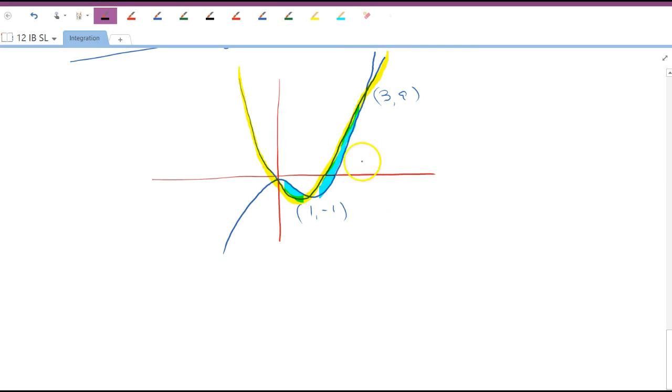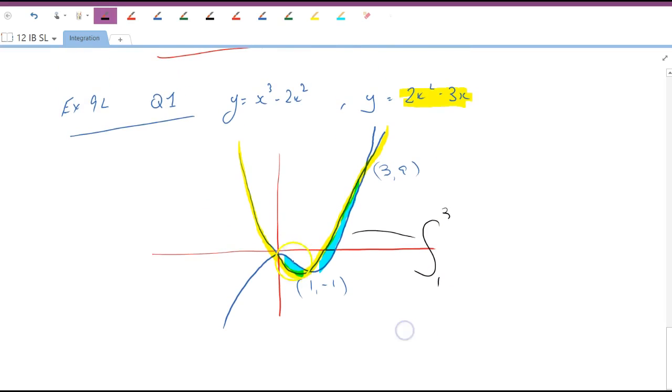So for this blue area in here, I think we want the integral between 3 and 1 of, now let's think, which is the top curve? The top curve is the quadratic, isn't it? It's 2x squared minus 3x, minus the bottom curve, the lower curve, which is the cubic, x cubed minus 2x squared. Right, so that's what we're looking to integrate.